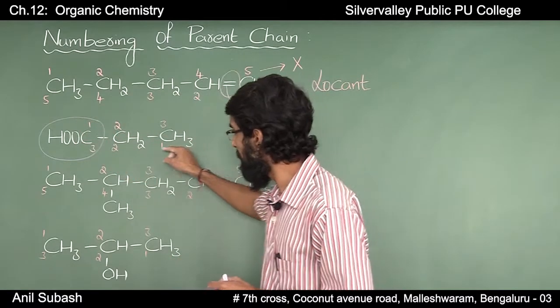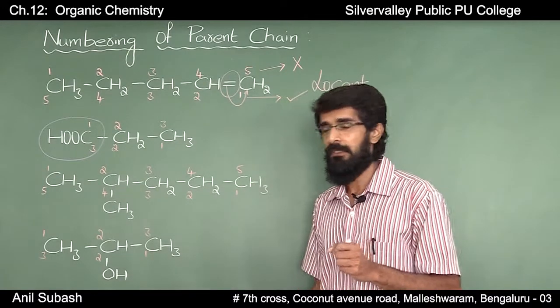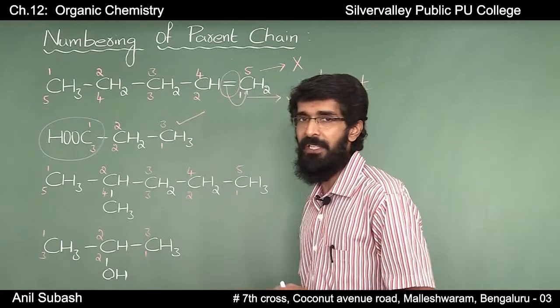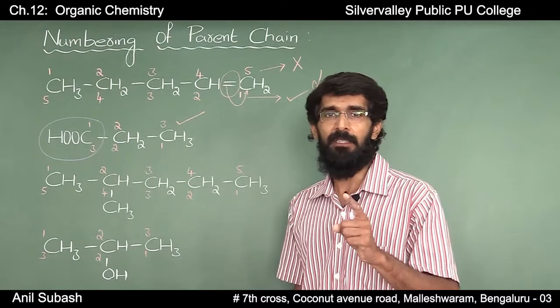If I number from the right hand side, the functional group gets the number 3. Therefore, the right way of numbering is from the left hand side, and in this case the locant is 1.